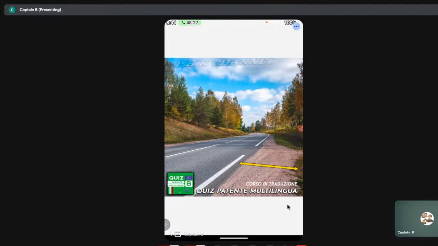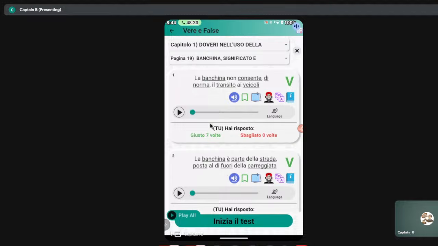All right. Good. Now pay attention. La banchina non consente, di norma, il transito ai veicoli. La banchina non consente, does not allow. The edge does not allow, normally, the transit of vehicles. Now, the picture I showed you was a fine one, okay? But the one they are talking about is the brutal one. So vehicles cannot transit there. Right? And the answer is true.